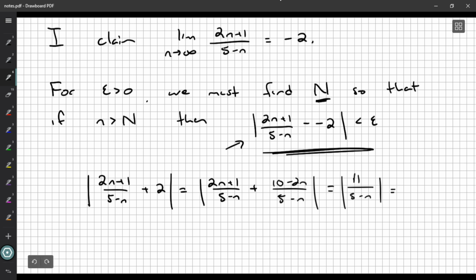And absolute value distributes over multiplications and divisions. So it's the absolute value of 11, which I'm just going to write as 11, over the absolute value of 5 − n. And for n bigger than 5, which it will be if it's heading towards infinity, the 5 − n is negative, so we do need the absolute values there. But we need to show that this is less than epsilon, because this is just a really simple way of writing what we're looking for.